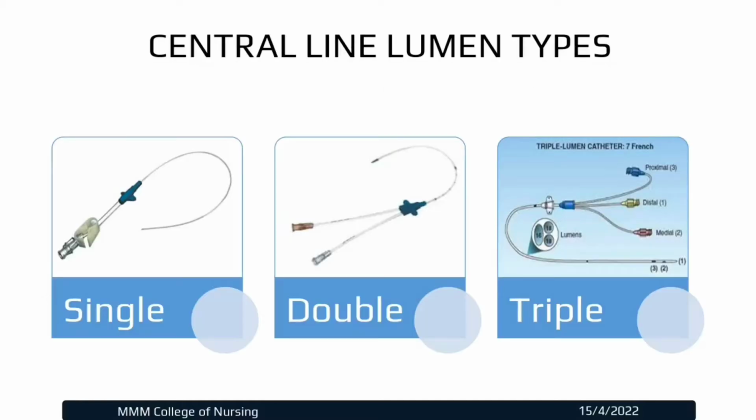Now let's see central line lumen types. There are three types: one is single lumen, double lumen and triple lumen.